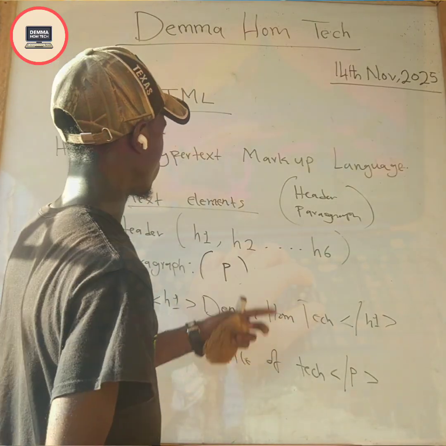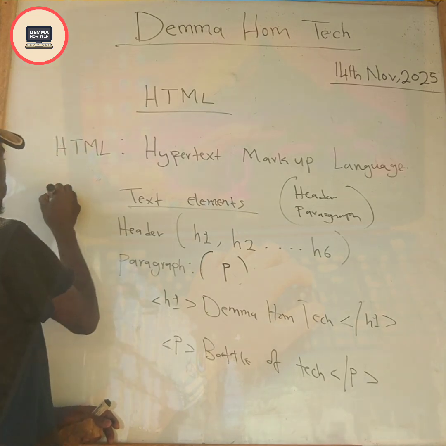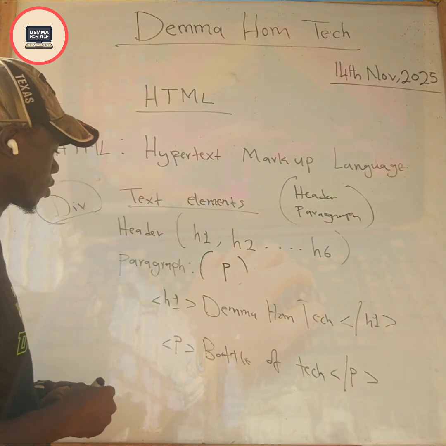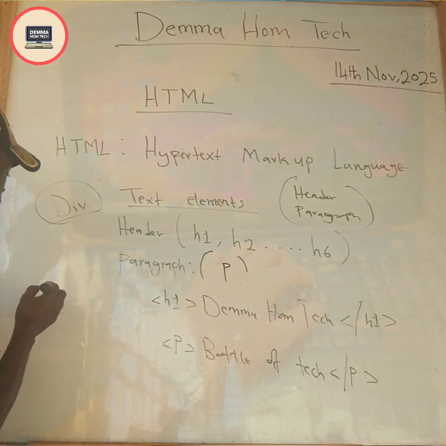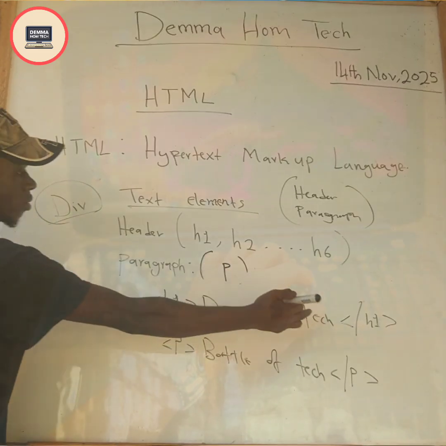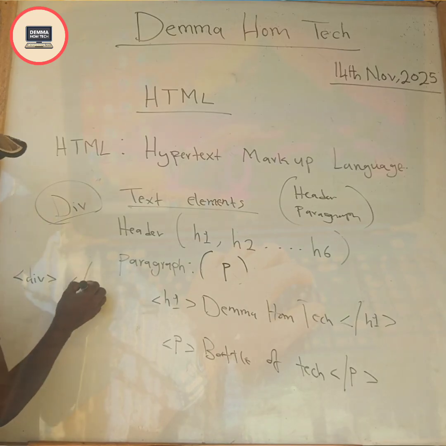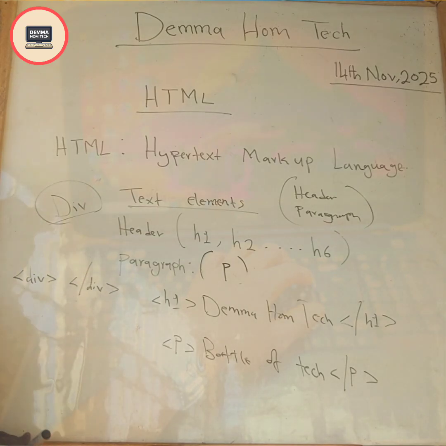So I was talking about div. When you want to div it, you create the div element, and the div is done like this. It's also just like this one. Then for the closing tag, you bring the slash. You have div as open, then slash div as closing. So this is how it is done.